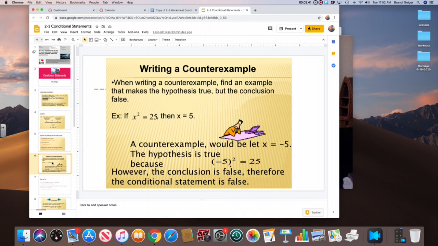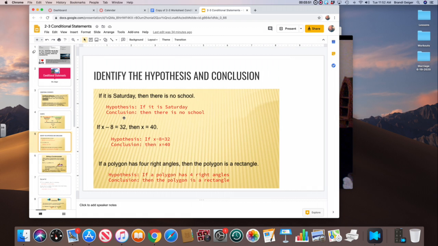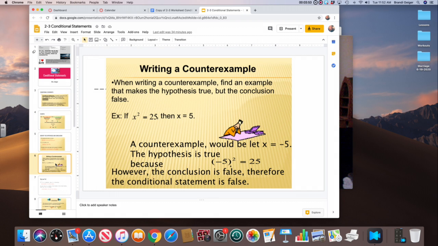All right, writing a counterexample. So a counterexample is something that makes a conditional statement false. So for example, if x squared equals 25, then x equals 5. So you can never change the if part when you're writing a counterexample. If x squared equals 25 has to stay the same. I wouldn't change it to if x squared is 36 or something. Keep the if part the same. It's the conclusion that you give a counterexample for.